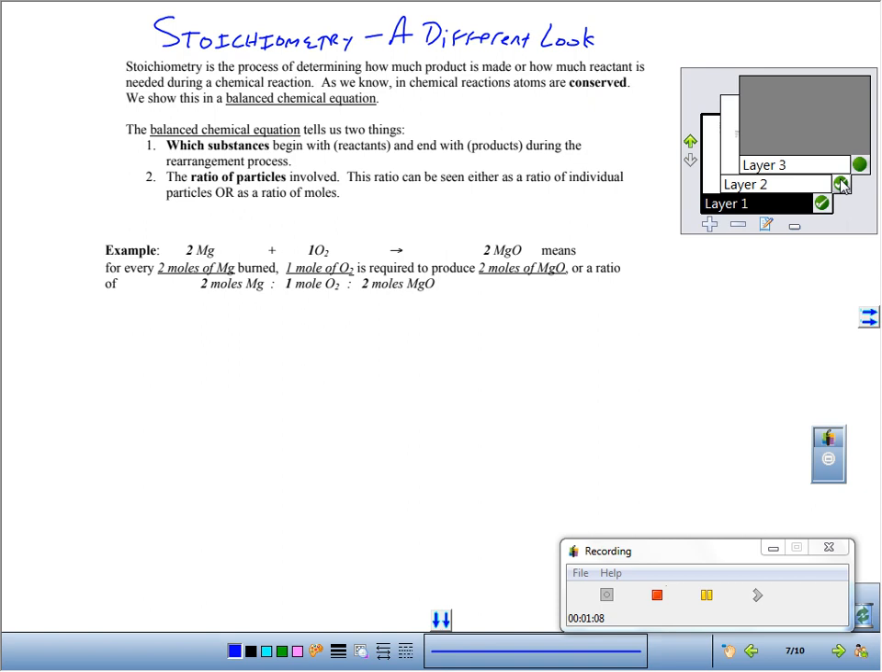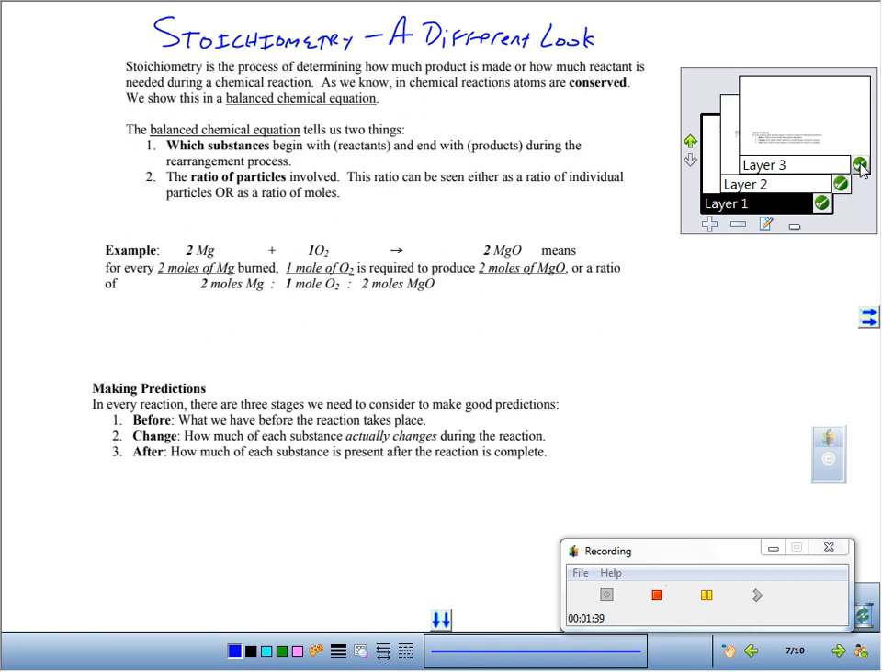Okay, so step number one, here's an example that we may be doing in class as a demonstration or a lab, and it's magnesium plus oxygen gives magnesium oxide. And what they're trying to show here is that for every 2 atoms of magnesium, you use 1 molecular substance of O2 gives 2 formula units of MgO, or that could be mole ratios.